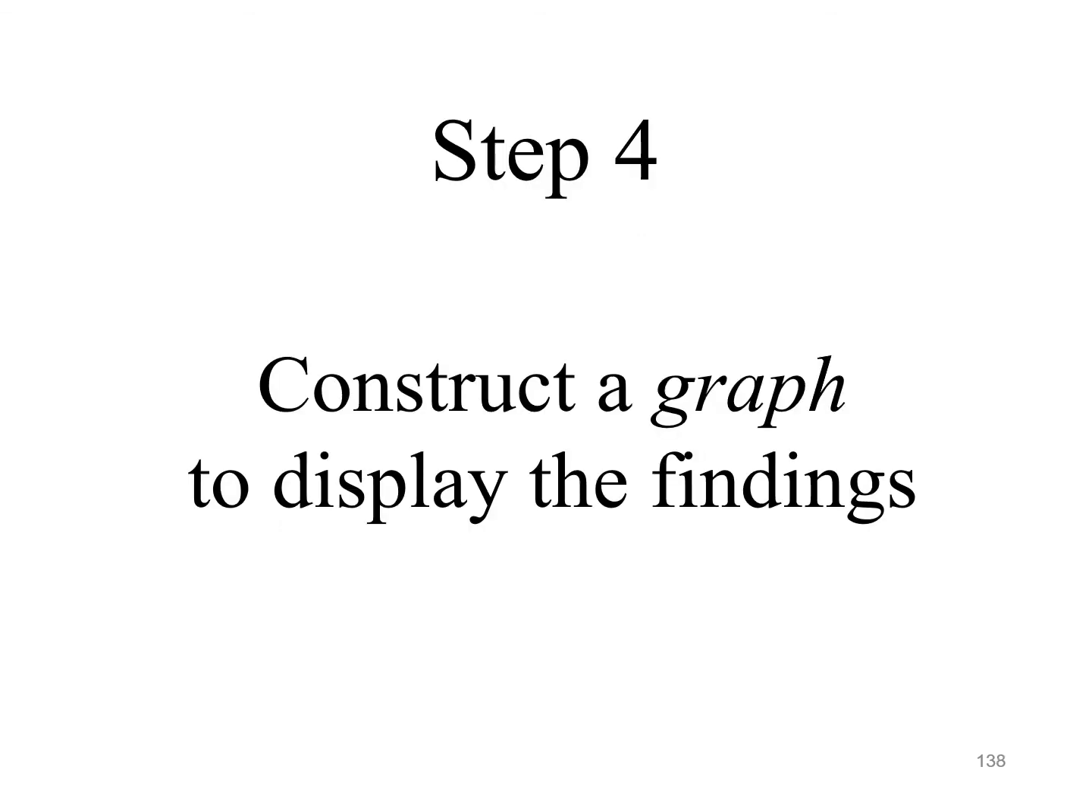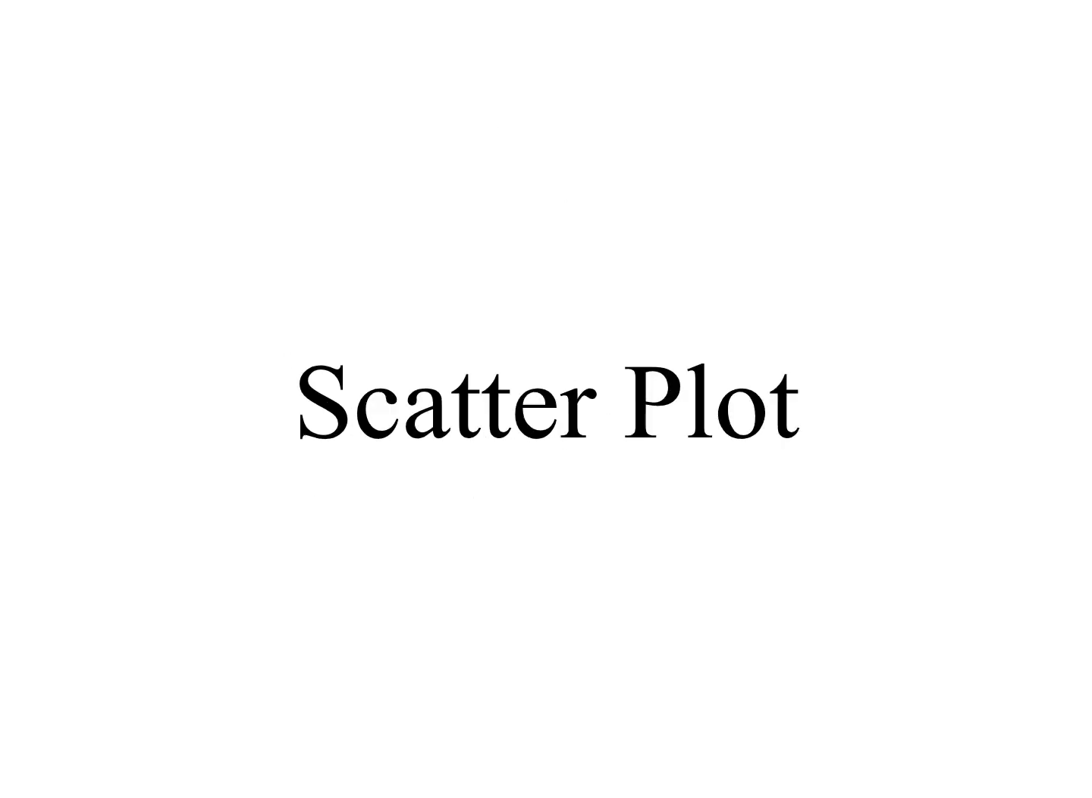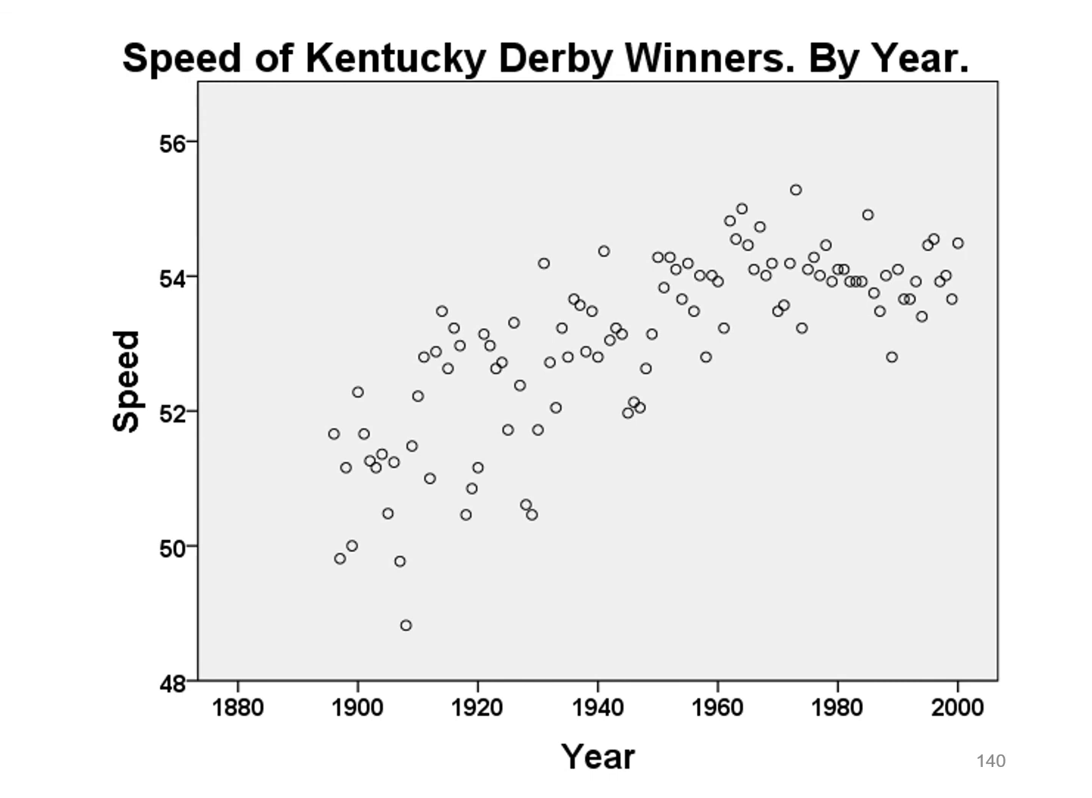Step 4 is to select a graph that's appropriate to display the findings. To show the relationship between a continuous variable and a discrete variable, we can use a scatter plot. Here's a scatter plot. It's a clever way to show the relationship between two variables.